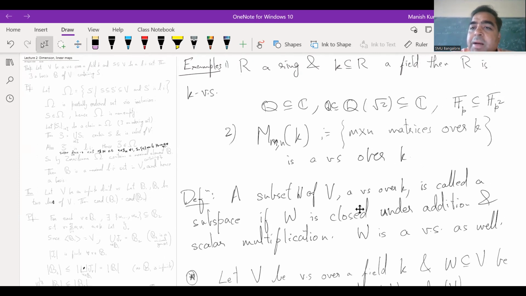So we saw many examples of vector spaces. Many of those examples can be explained via more general phenomena. For instance, if R is a ring and K is some field contained in R as a subring, then R is a K vector space. In fact, R itself has a multiplication overall, so in particular it has a multiplication by elements of the field K.